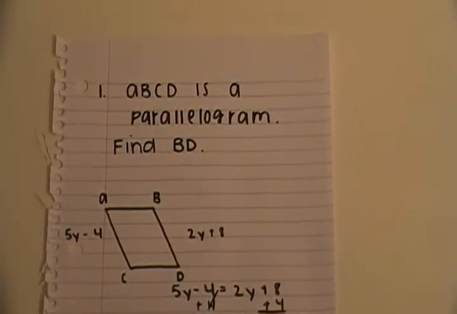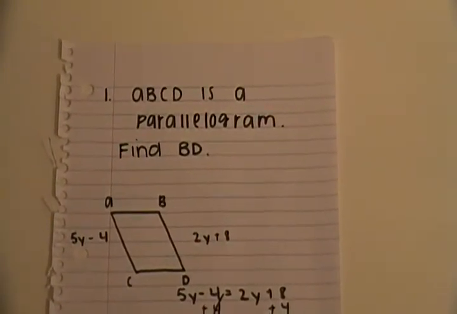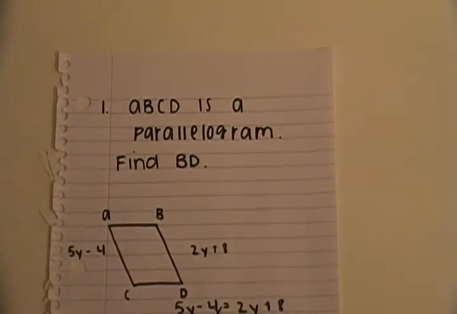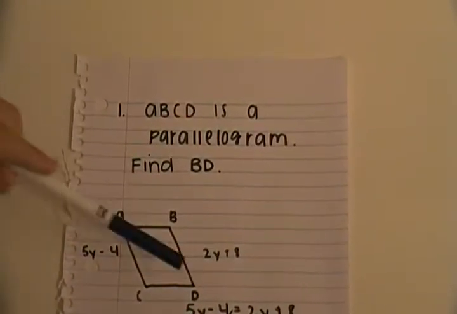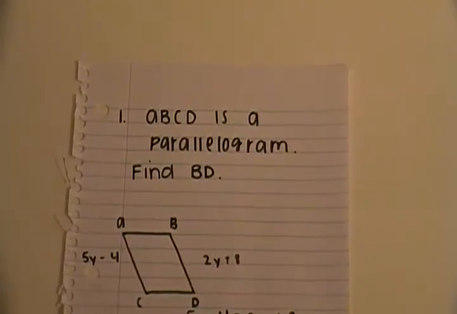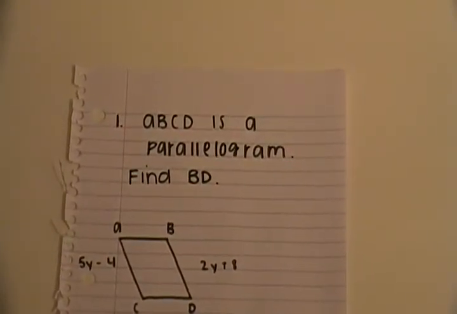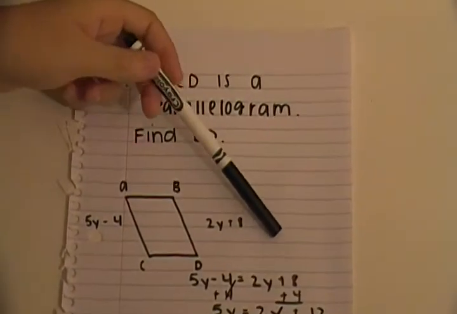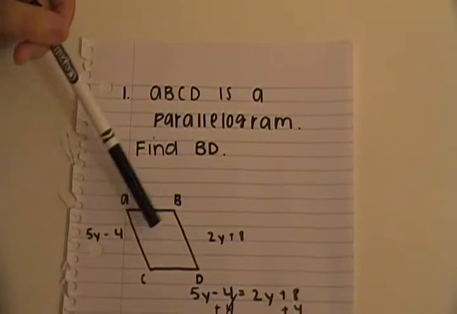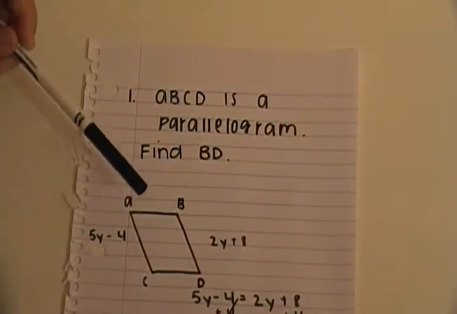Okay, so we're talking about chapter 6, and it's all about special parallelograms. Our first problem is ABCD is a parallelogram, so we're going to find BD. First I set 5y minus 4 equal to 2y plus 8 because these two sides are congruent to each other.